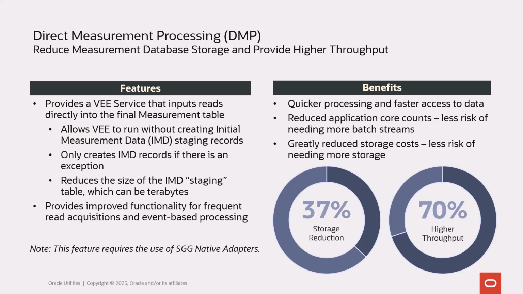The benefits are quicker processing and faster access to data, reduced application cores, meaning less risk of needing more batch streams, and greatly reduced storage cost. We're seeing about a 37% reduction in storage in our tests, and a much higher throughput, about 70% higher than conventional batch jobs. An important note: this feature requires the use of SGG native adapters, so you have to be using those to take advantage of this.